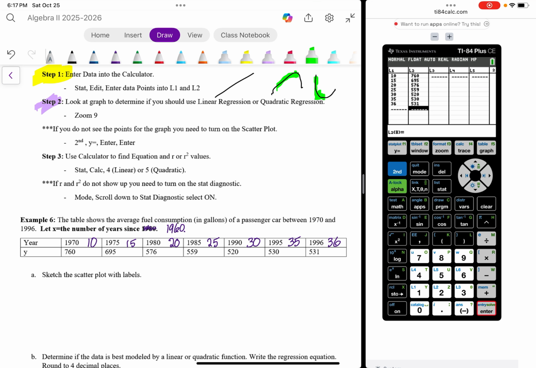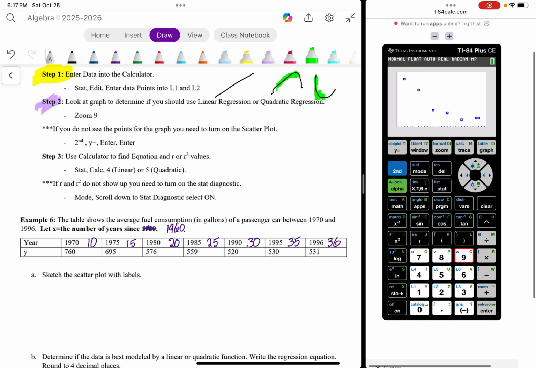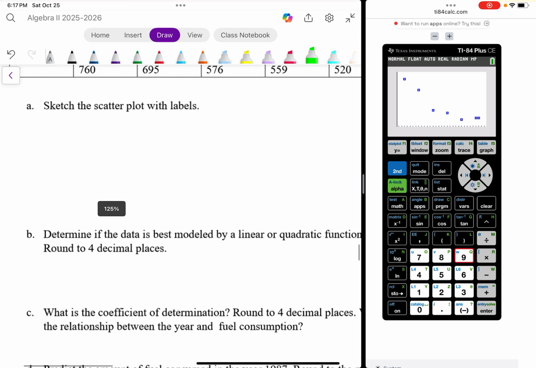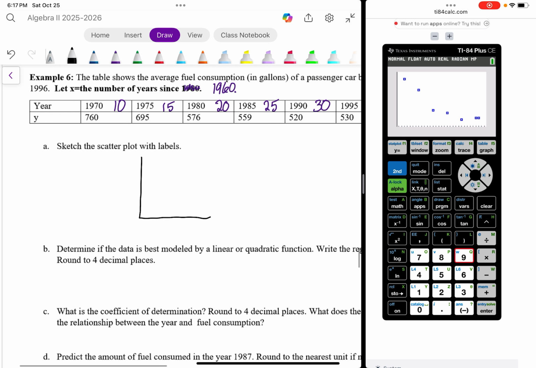So in order to see the graph on your calculator, you're going to hit the zoom button on the top and then number 9, because that's zoom stat, so it's going to fit the graph to your data. And you'll see at the bottom of our graph towards the right, it's kind of curving. So it's no longer going in a straight line, it's curving. So we are going to use quadratic. So before we move on, we're going to draw a sketch of the scatter plot. So at the bottom, we have our years, and then we have fuel consumption.